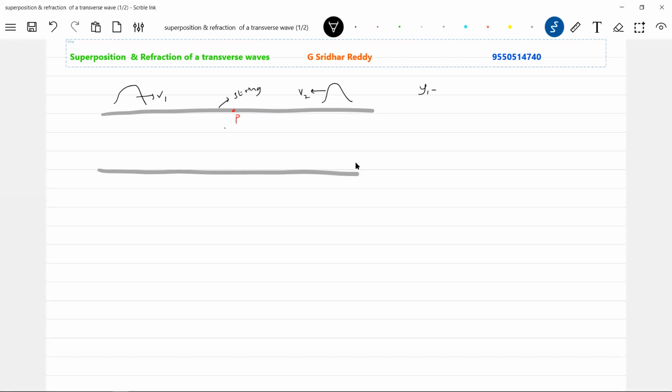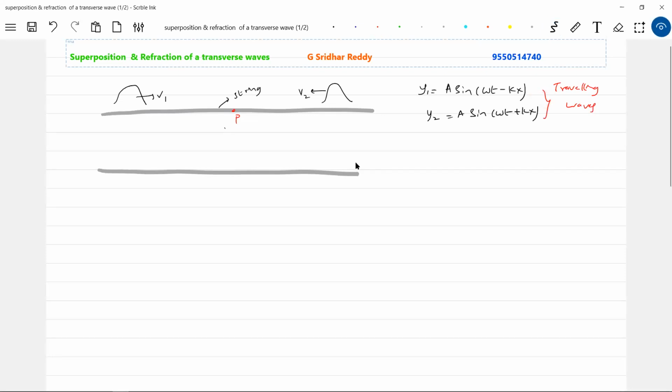Y1 is a traveling wave. What do you mean by traveling wave? A traveling wave is one where the energy propagates, that's why we call it a traveling wave. Is it okay? The energy propagates, that's why we call that a traveling wave.